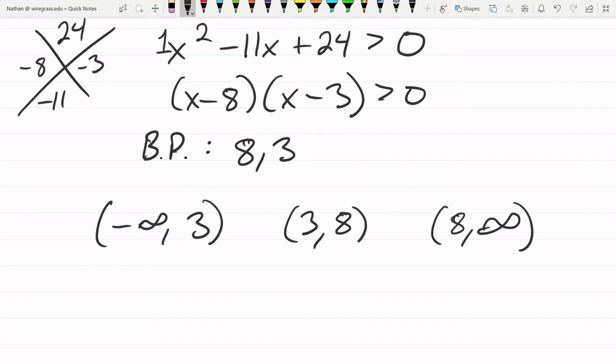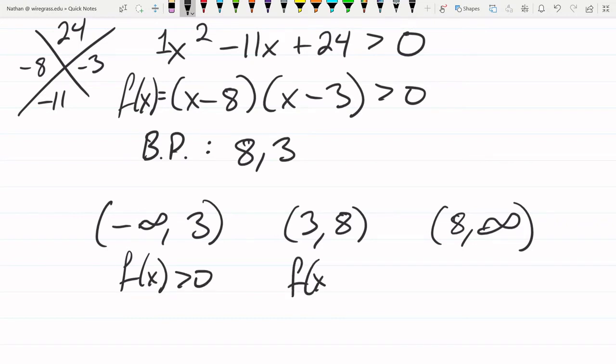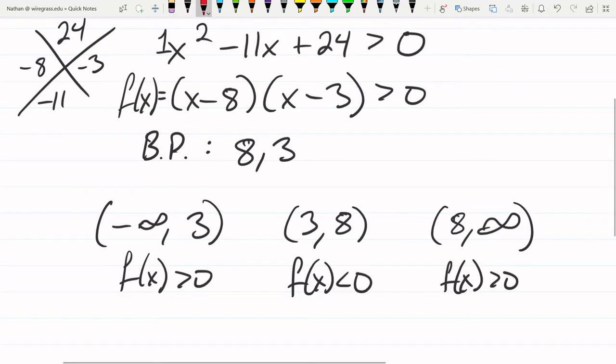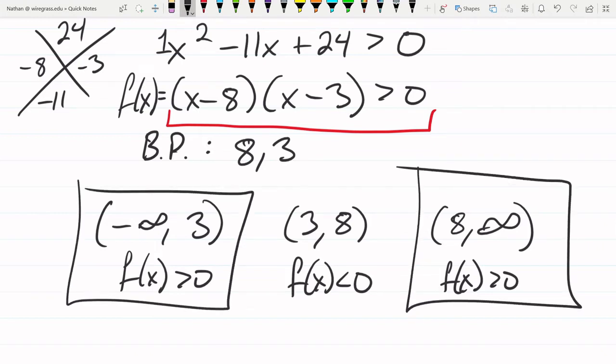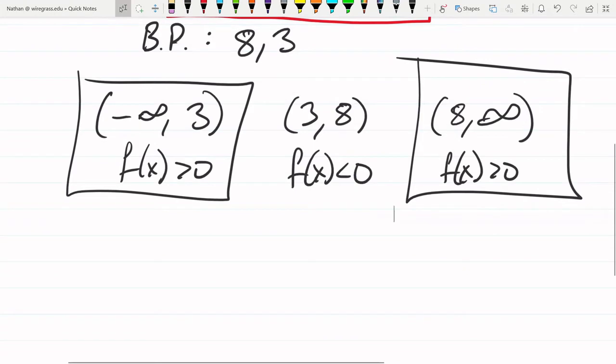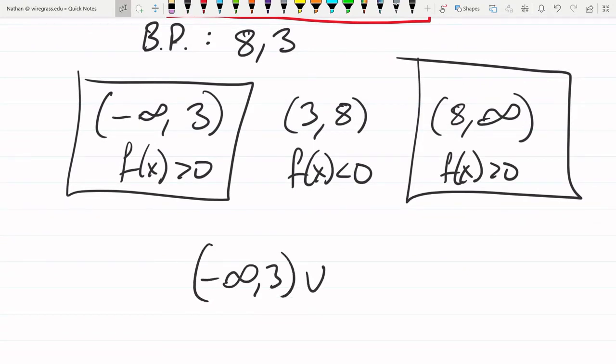Okay, here are the intervals again. If this is our function here, f of x equals this thing, then on the first interval, f of x is greater than 0. That's where it was above. Then on this portion, f of x is less than 0. And finally, f of x is greater than 0. For our inequality, we're asking when is it greater than 0? That's going to be in this interval and this interval. Therefore, our solution is going to be from negative infinity up to 3, unioned with 8 to infinity.